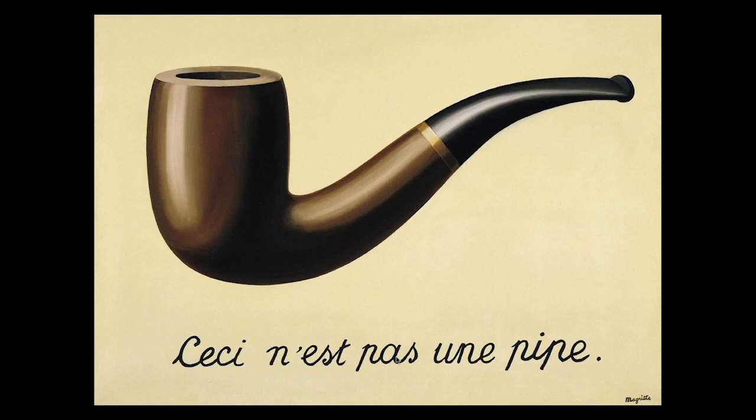So this is not a pipe, right? Well, why is it not a pipe? Because it's a picture of a pipe. It's a painting of a pipe. You can't put tobacco in it. You can't smoke it. Anyhow, I actually think it's really appropriate given what we were just talking about, knowing the name of the thing versus the thing itself.